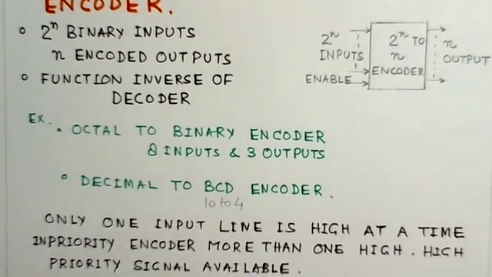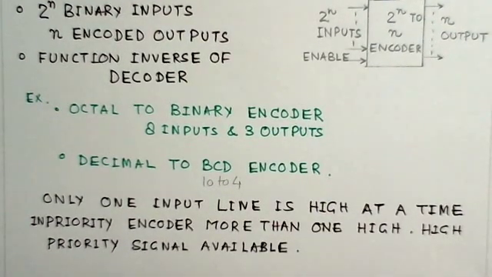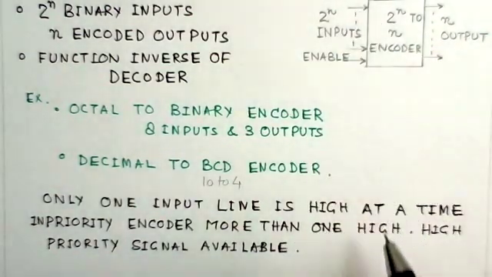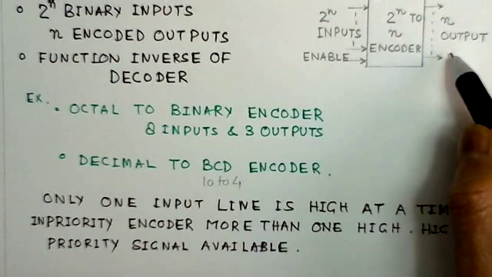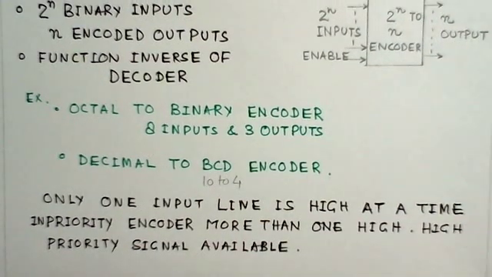In these encoders, only one of the input lines is high at a time, and the corresponding output is generated according to the code. There are some circuits we call priority encoders. In priority encoders, more than one input line could be high, and the signal with higher priority would be available at the output. So this is a priority encoder.